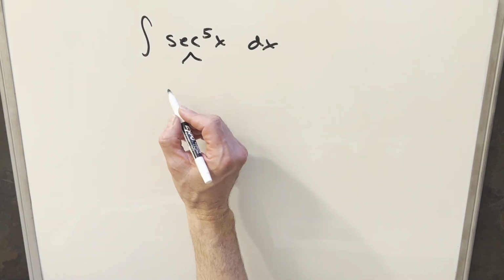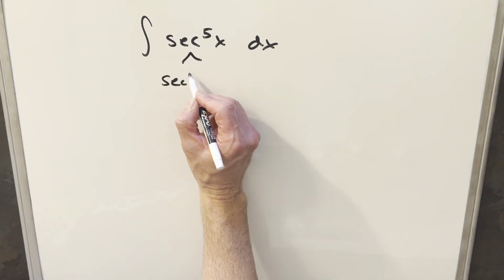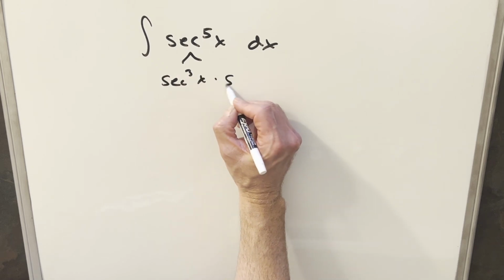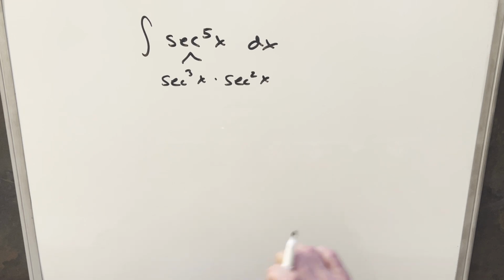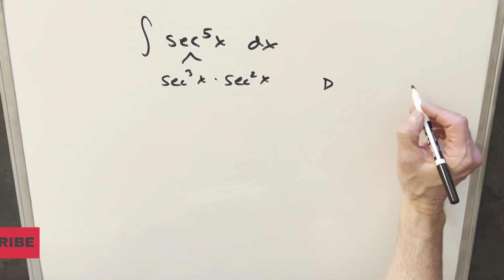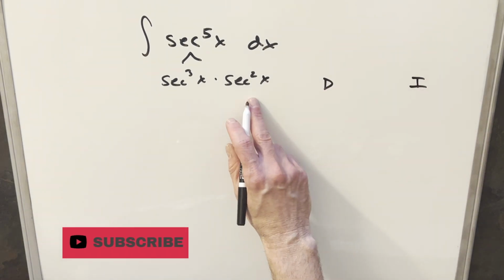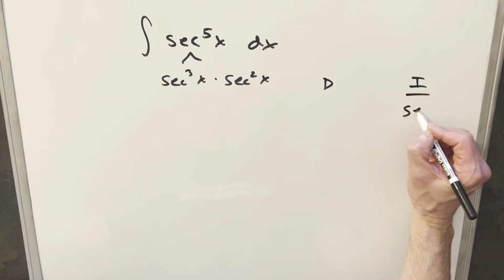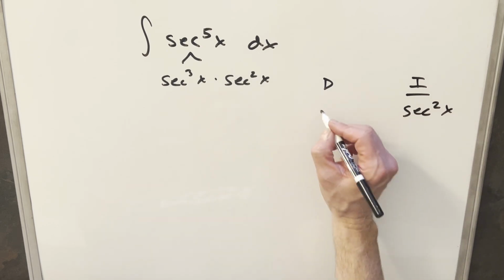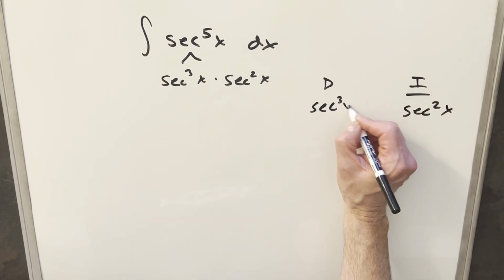So what I'll do is, for one part, we'll just write this as secant cubed x times secant squared x. And for integration by parts, we'll use the DI method. We'll do this over here to the right. And I think what I'm going to do is integrate secant squared, but this is going to be easy to integrate. So we'll integrate this piece and we'll differentiate secant cubed x.